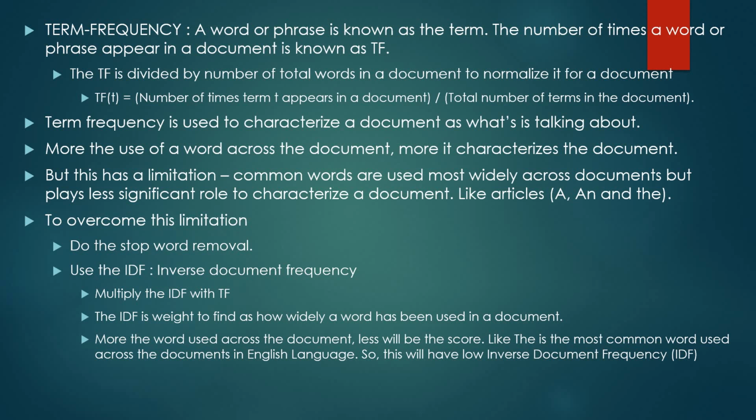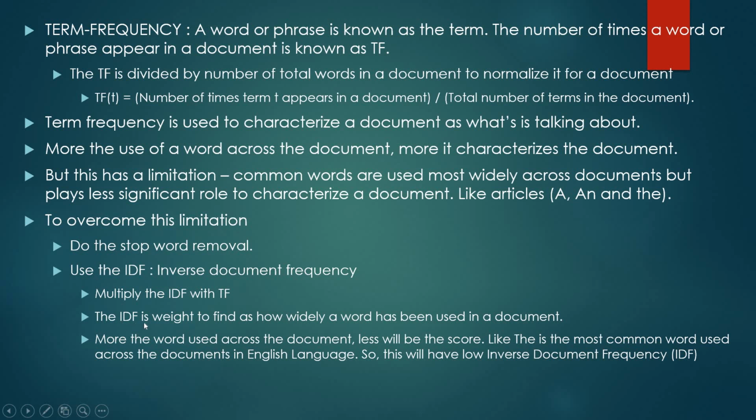If you multiply your term with the IDF, then the significance for a particular term will be known to you, right? So you need to multiply the inverse document frequency with the term frequency to find out the most significant word which signifies the document. The IDF is a way to find how widely a word has been used. With the help of IDF, we find out how widely a word has been used. The more the word is used across the documents, the less will be the score, since it's inverse document frequency, right?